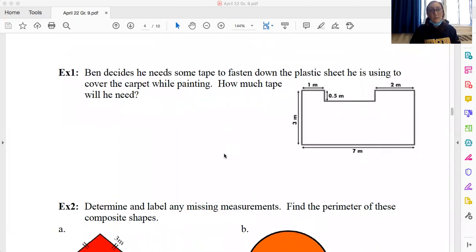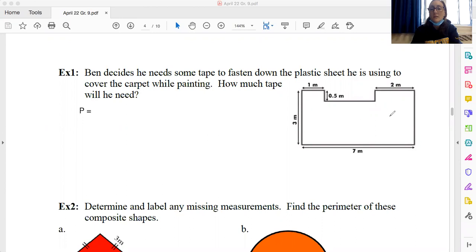So Ben decides he needs some tape to fasten down the plastic sheet he is using to cover the carpet while painting. How much tape will he need? So here we need to find our perimeter. Before we start, you need to make sure that you've got all of your numbers there, or else you're going to kind of forget some.